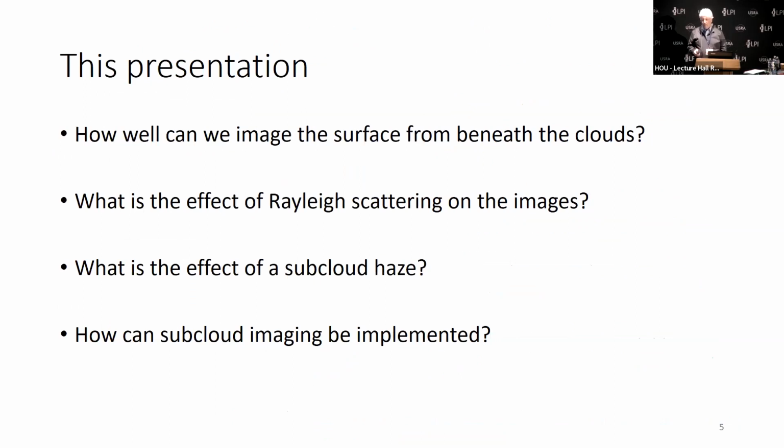So how can we realize this objective of achieving much higher resolution from operating below the clouds? So we've divided this up into 4 issues. How well can we image the surface from beneath the clouds? And specifically, what are the limitations here? And primarily, the Rayleigh scattering of the very thick atmosphere. But we also need to consider the subcloud haze. And then if all of these things look good, what sort of implementation would be possible?